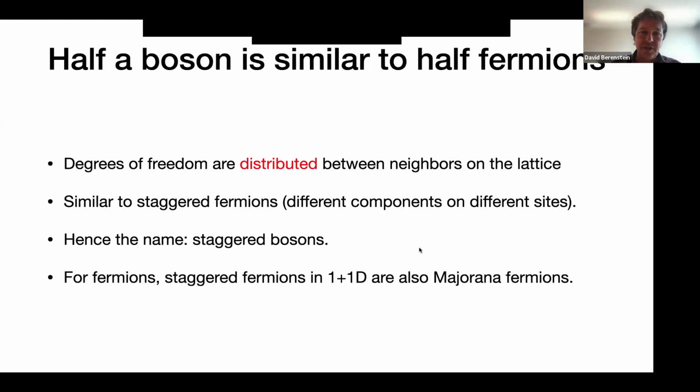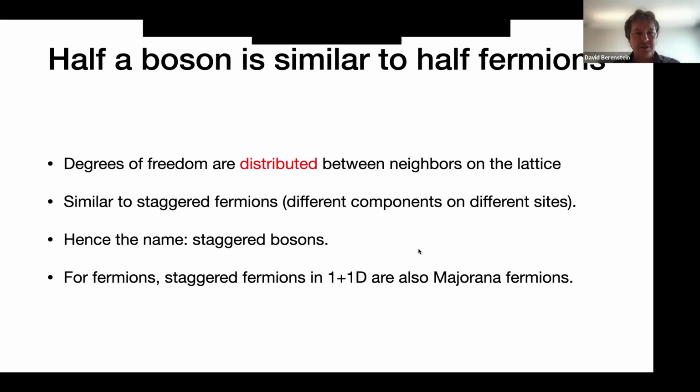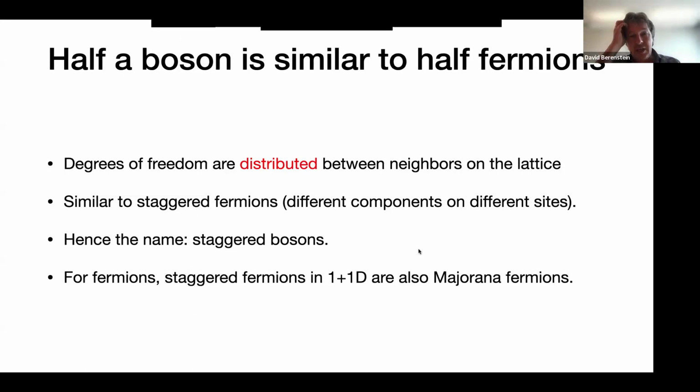There's some Majorana fermions building a Dirac fermion, and hence the name staggered fermions. And as I said, for fermions, staggered fermions in 1 + 1D are also Majorana fermions. And Majorana fermions have a whole bunch of topological properties discussed by Kitaev that are very interesting. So a lot of the Majorana wire story. So here we're constructing something with bosons that has some similar flavor to the staggered fermions.